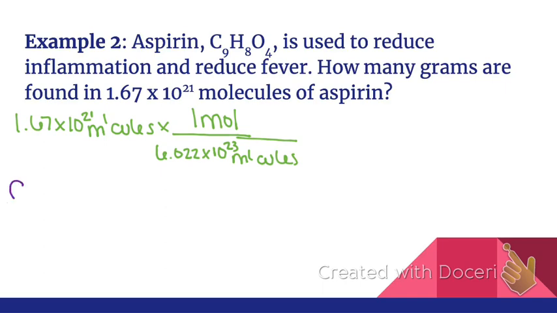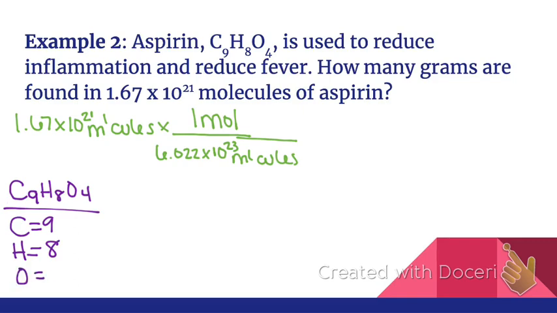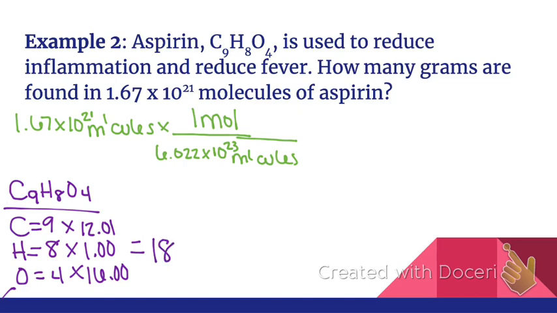So we have C9H8O4. So listing them out, we have 9 carbons, 8 hydrogens, and 4 oxygen. We just used these same 3 elements. Carbon was 12.01, hydrogen is 1, oxygen is 16. We can go ahead and multiply and add these three elements up. The molar mass I calculated came out to 180.09 grams per mole.